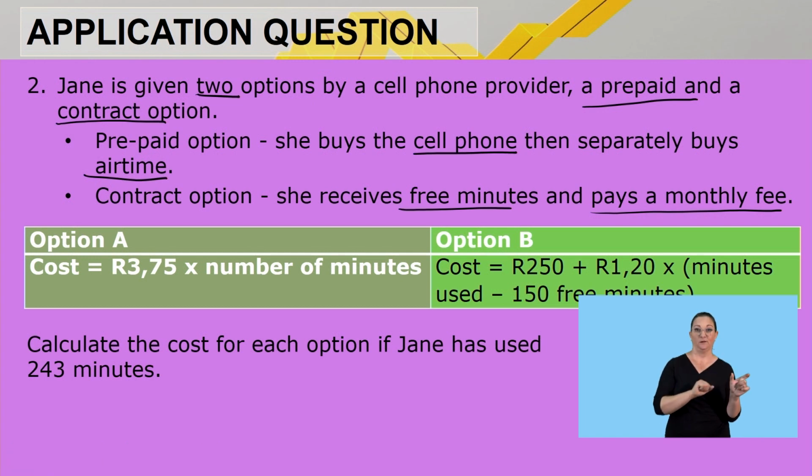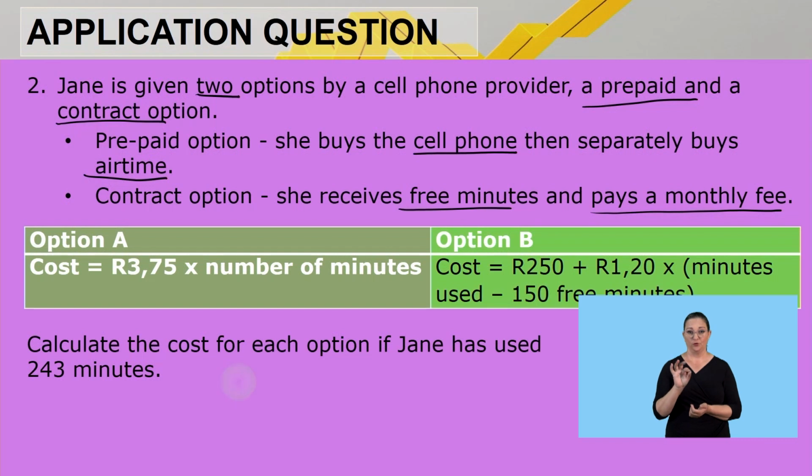So this is option A, where the cost will be R3.75 multiplied by the number of minutes. Remember, she buys a cell phone, then she will have to buy the minutes separately. Then this is option B, a contract, whereby now she will pay a standard or fixed fee of 250 plus 120 multiplied by the minutes used, and she will also receive 150 free minutes. Calculate the cost for each option if Jane has used 243 minutes.